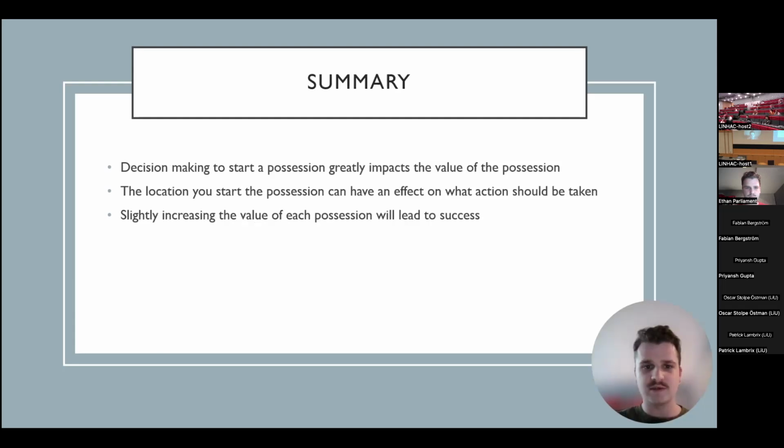To summarize, the decision that a player makes to start their possession in the neutral zone has a great impact on the value of the possession. As we've seen, you can increase your time of possession or your expected goals on average by a large amount. The location that you start your possession can also have a very big effect on what you should do. As we've seen, you can pass the puck closer to your blue line and gain expected goals, or you could carry the puck closer to the opponent's blue line and gain expected goals. By doing this throughout the course of the entire game, you can slightly increase the value of each of your possessions and lead to success.